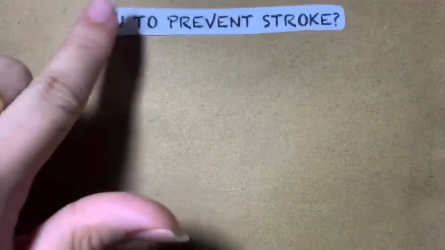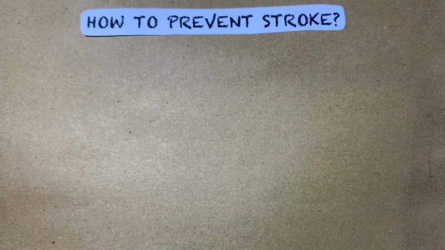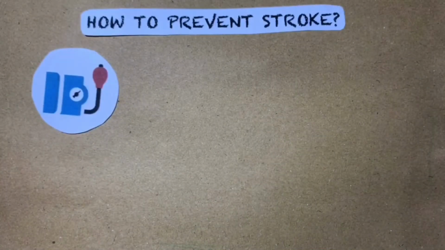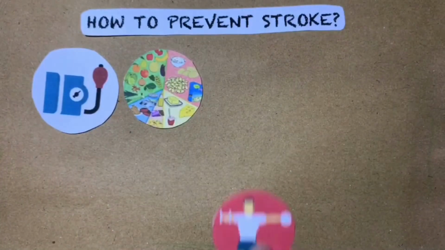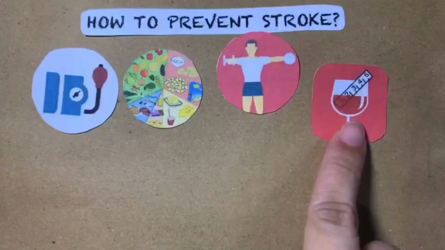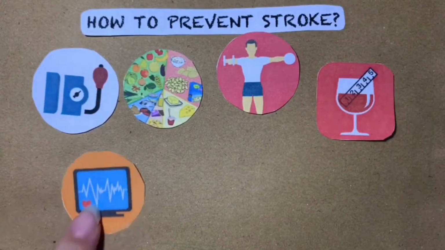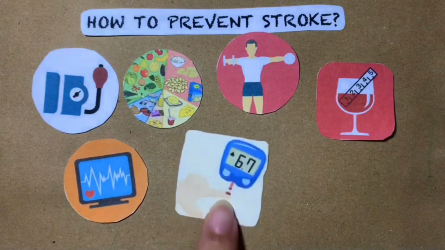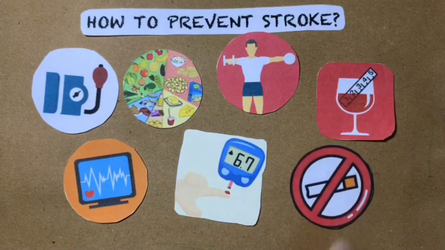How do we prevent stroke? We have to lower our blood pressure, lose weight, exercise more, drink in moderation, treat atrial fibrillation, treat diabetes, and quit smoking.